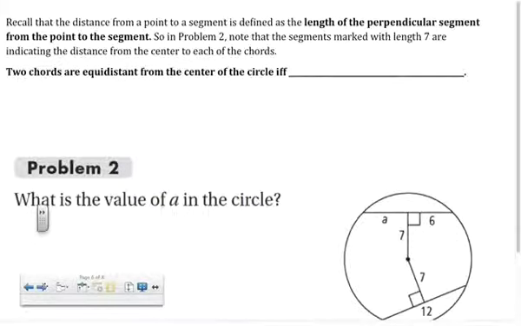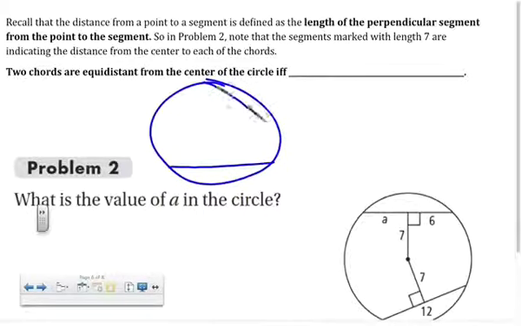We've talked about perpendicular bisectors before. We've talked about the term equidistant before. So if I have two chords that are equidistant from the center of the circle, what do you think might be true about those two chords? They'll be congruent. Two chords are equidistant from the center of the circle if and only if the chords are congruent.